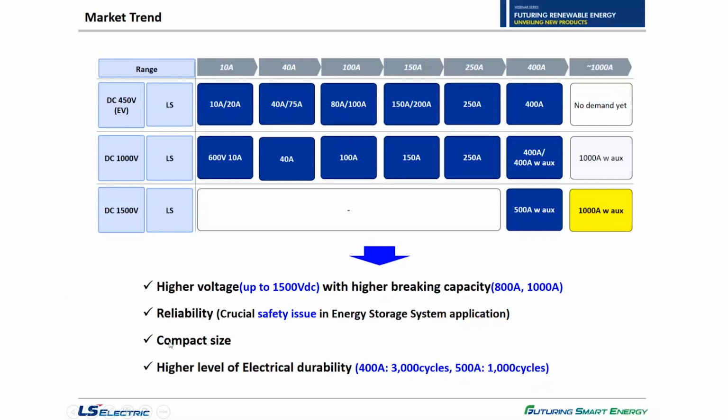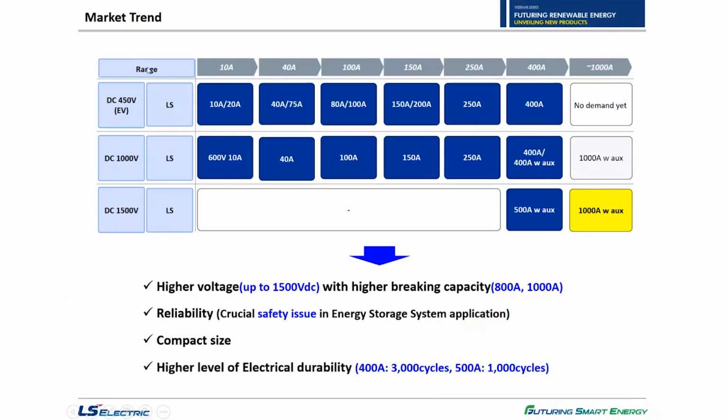And another thing is a compact size. The size is very compact, so you can place our product in your system very easily. And last but not least, a higher level of electrical durability, which is the most important thing. So we normally provide 3,000 cycles for 400 amperes and 1,000 cycles for 500 amperes. So that is all about the market trend.